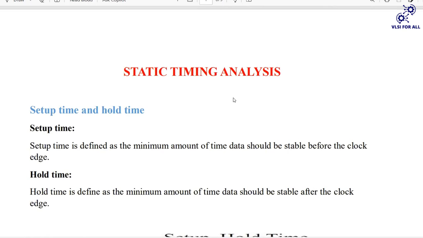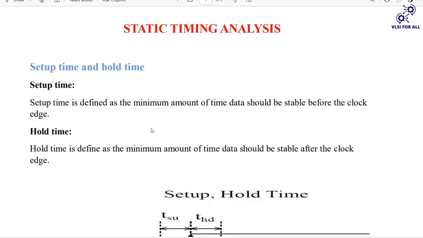Explaining about static timing analysis topics. In the previous video, I explained some topics about static timing analysis. This video is a continuation of that. Setup and hold timing.